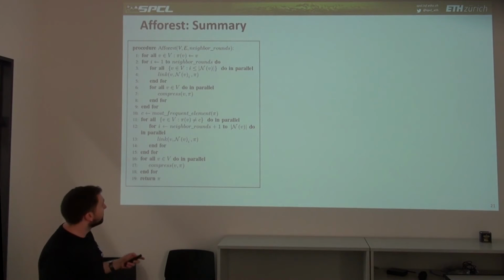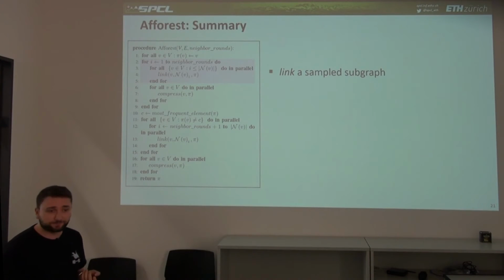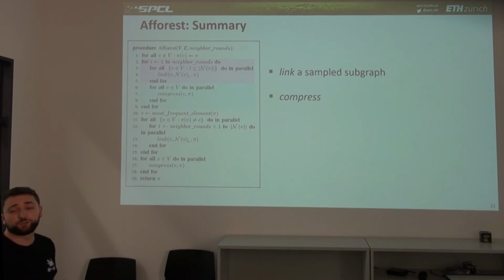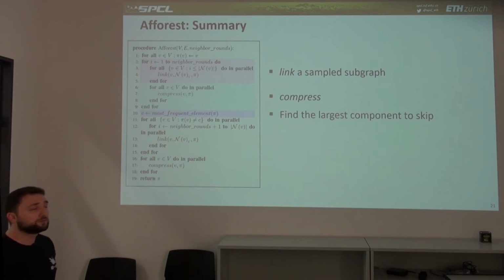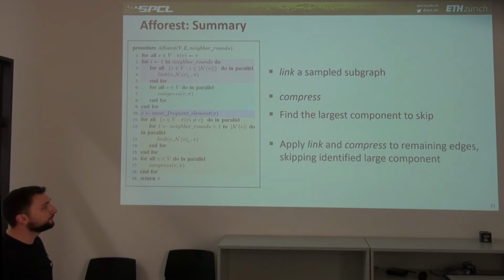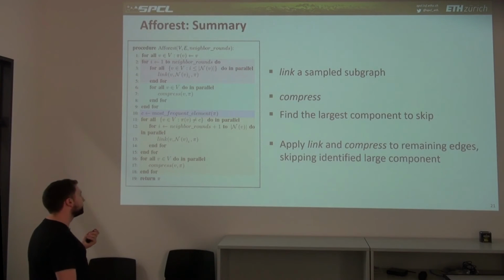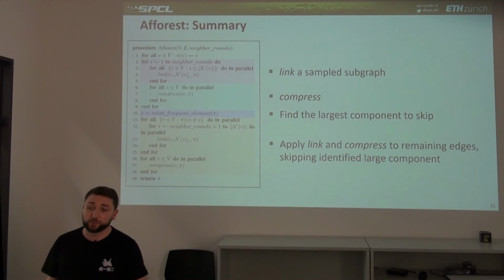Now, to summarize, the first step of the algorithm links a sampled subgraph, after which we compress those to reduce the tree's depths. Next, we find the largest component that we want to skip. And then we apply another link and compress rounds on the remaining edges while skipping the largest component.